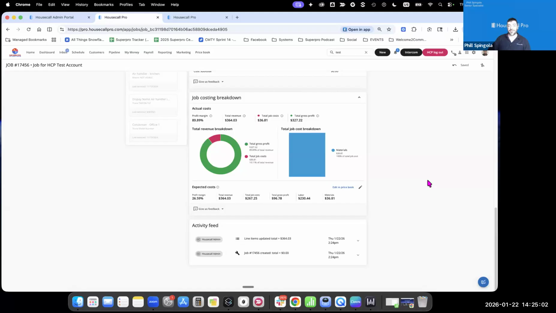But I wanted to point out that if you are a flat rate business, the expected costs are reflecting what you put in your price book. So we said that it was this labor rate, it typically takes these 2 hours, and these two materials are the ones that are needed. So this is our expected outcome right here. But once we start putting in real information, that's where we're going to get our actual costs. So that way we can already see that we're making a huge profit on this job.